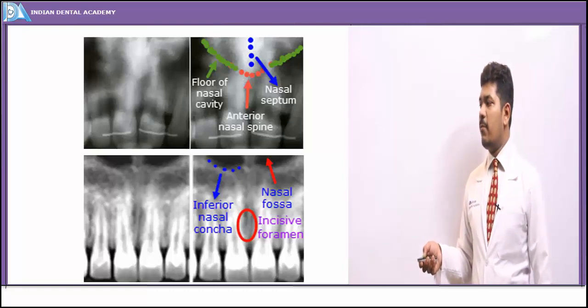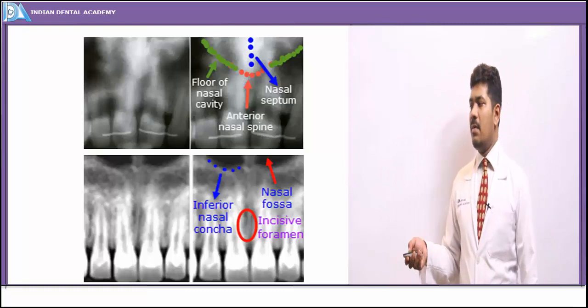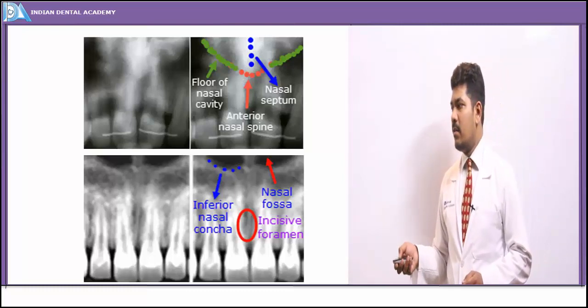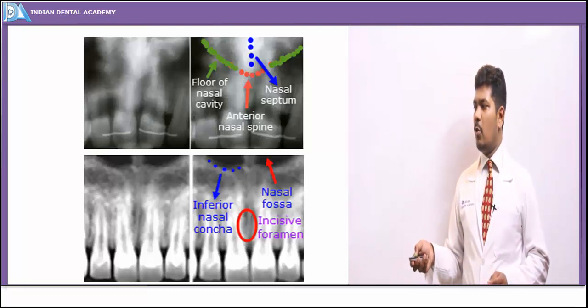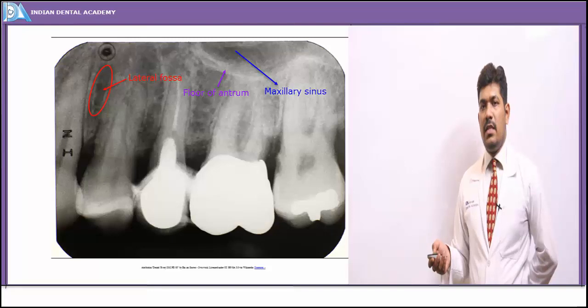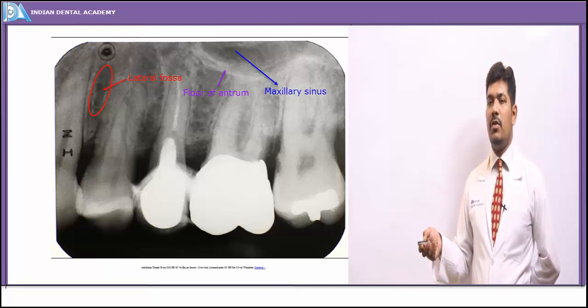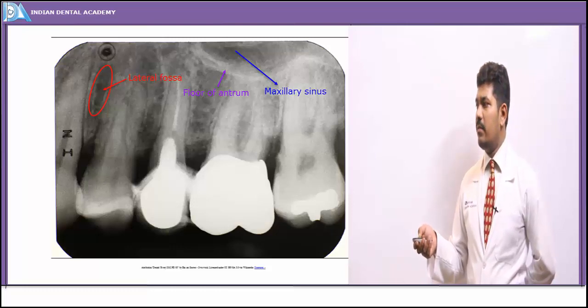We have the incisive foramen, which is a slight oval-shaped radiolucent structure seen between the middle thirds of the roots of the central incisors. Over here, we can easily see the oval structure. Similarly, we have the lateral fossa, just like the incisive fossa, present adjacent to the roots of the middle third of the lateral incisor, as we can see over here.